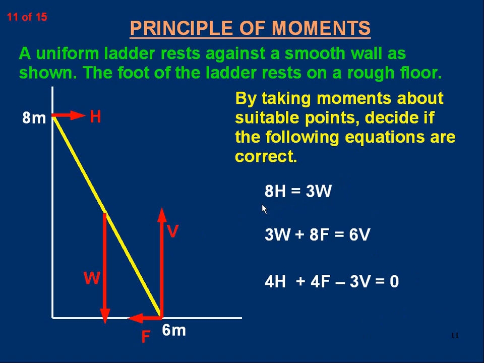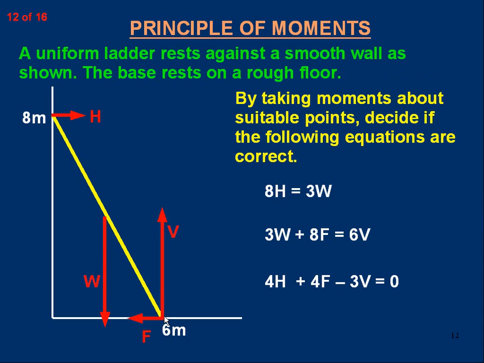Now, from what you know about moments, I hope you realise that if we take moments about the foot of the ladder, this point right on the bottom, V and F pass through that point. The lines of action are 0 distance from the point. V and F have no moment about the foot of the ladder. So if we were to write a moment equation, V and F wouldn't be in it. Their values of moments are 0. So we can actually pretend V and F aren't there. What we're going to do is take moments about the foot of the ladder, that point at the bottom.